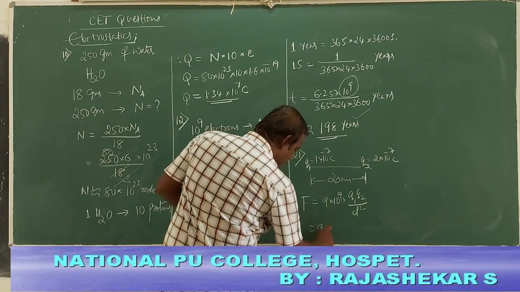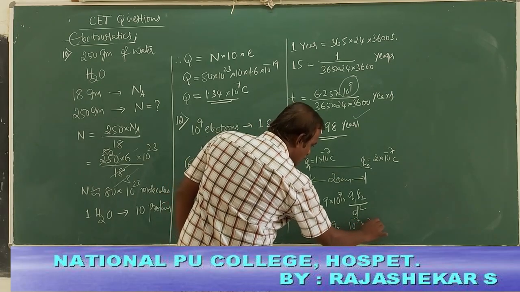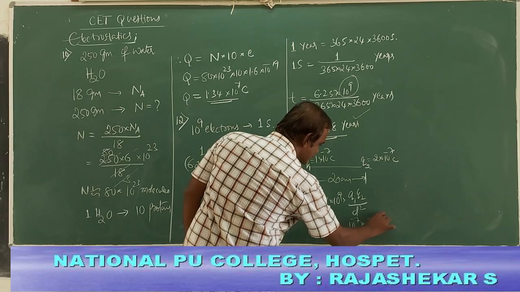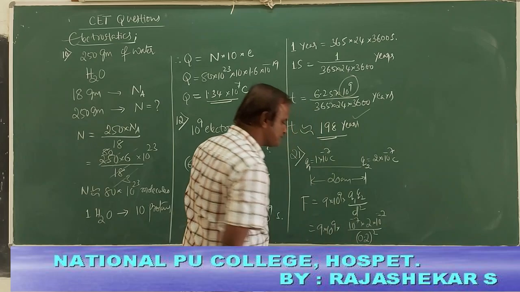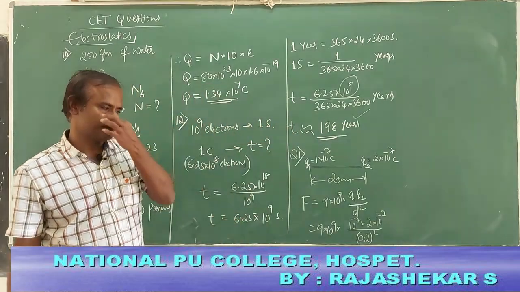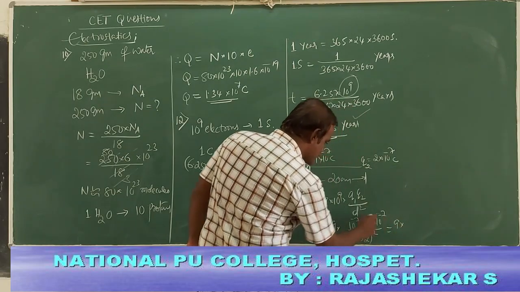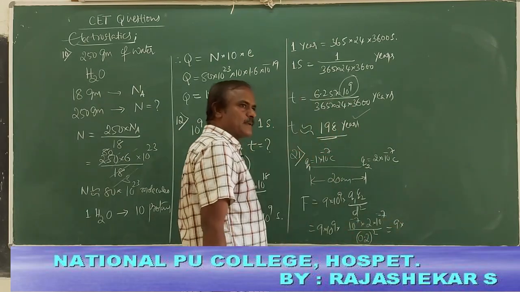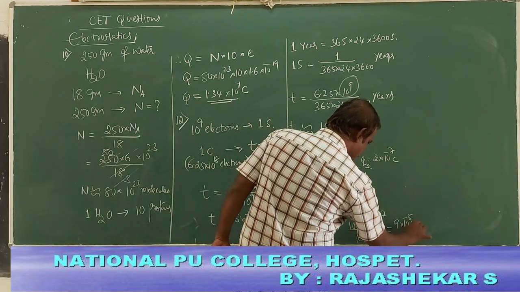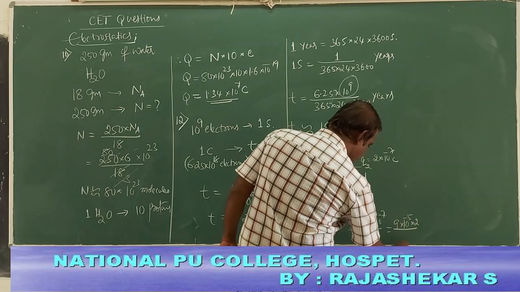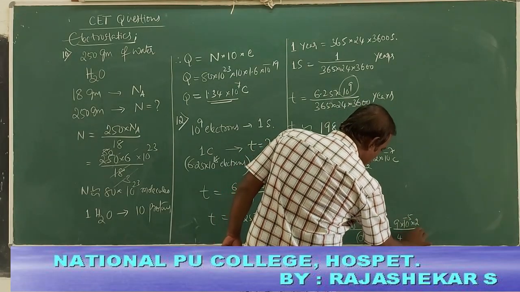This is 9 into 10 to the power 9, into 10 power minus 7 into 2 into 10 power minus 7, divided by the distance, 20 centimeter, 0.2 meter, whole square. If you simplify, 9 into 10 to the power minus 14, minus 14 plus 9, minus 5, into 2, divided by 0.2 whole square, 0.04, 4 into 10 power minus 2.